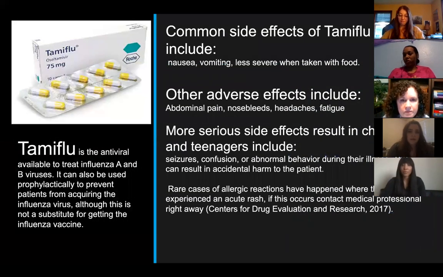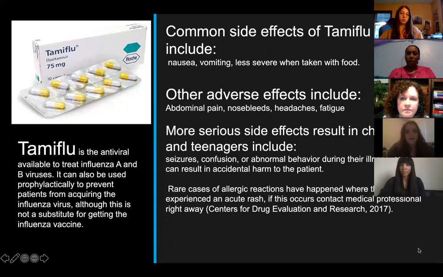So Tamiflu is an antiviral that is available to treat influenza A and B viruses. It can also be used prophylactically to prevent patients from acquiring the influenza virus, although it is not a substitute for getting the influenza vaccine.